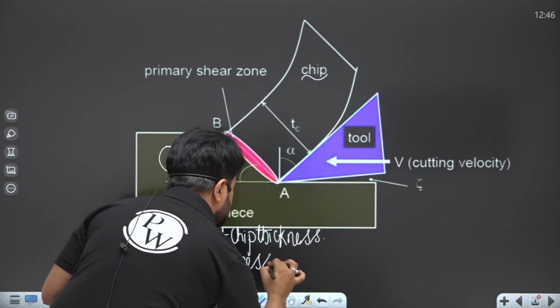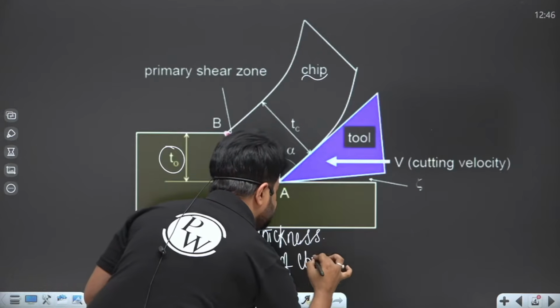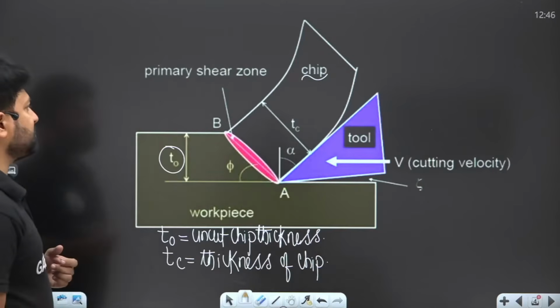Thickness of chip. TC is what? TC is the thickness of chip.